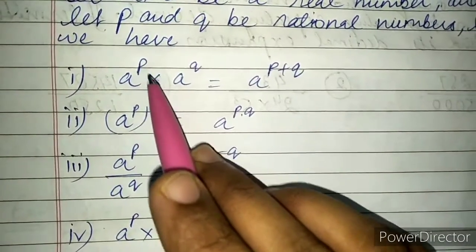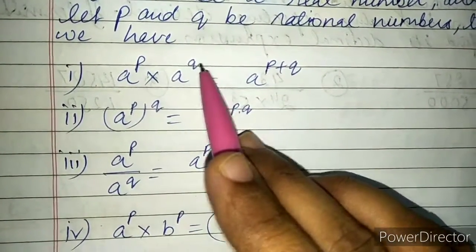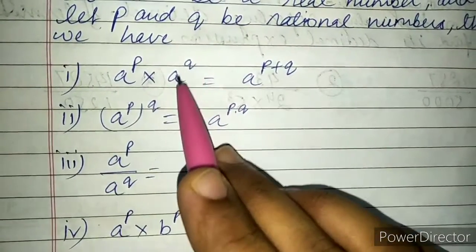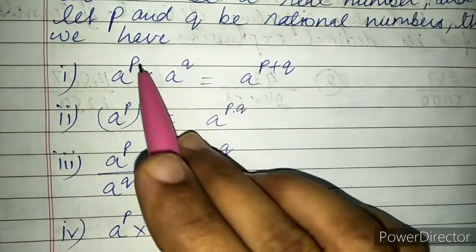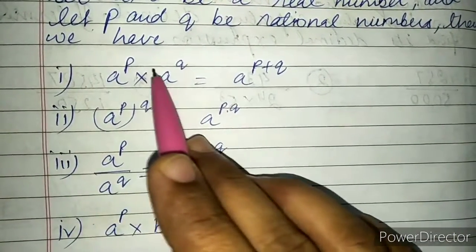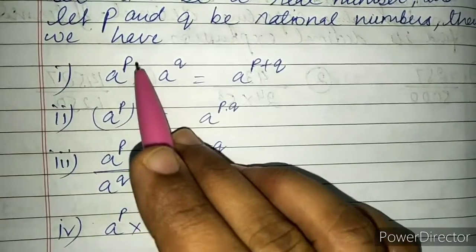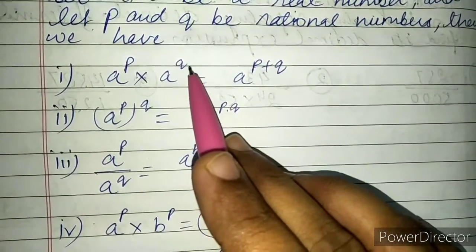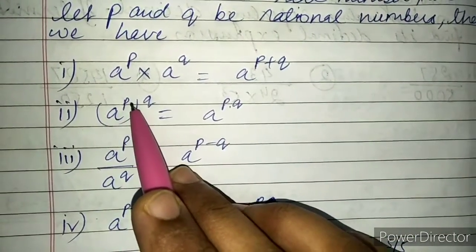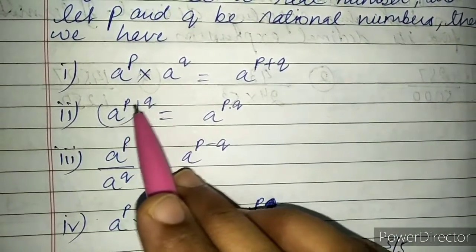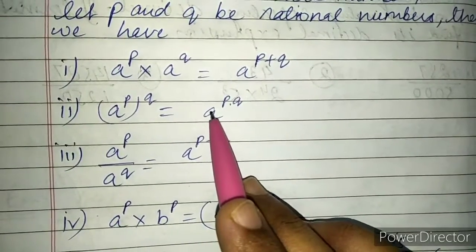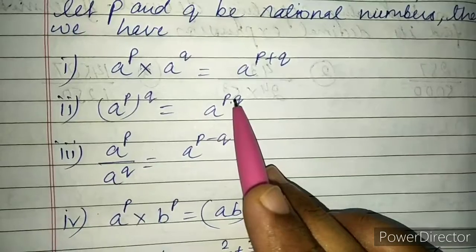a to the power p into a to the power q, your base is the same. When the base is the same and the power is different, then the base will be retained and the powers will be added. So a to the power p into a to the power q is a to the power p plus q. In this case, a to the power p to the power q, the powers will get multiplied and the base will remain the same. So a to the power p into q.